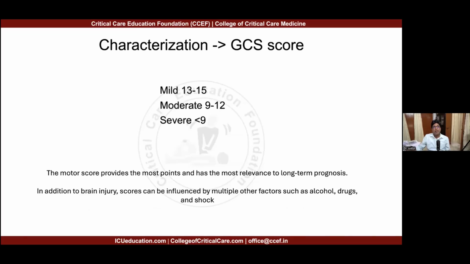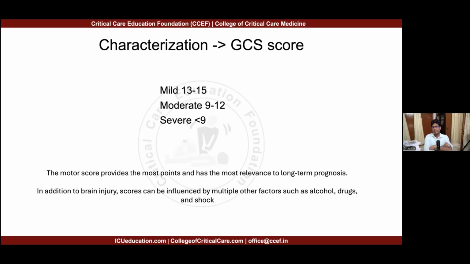And MRI will give you detailing, but it is recommended only later, on the third or fourth day, when you suspect diffuse axonal injury or want to see soft tissue injuries or detailing of those things. It's not recommended on day one.